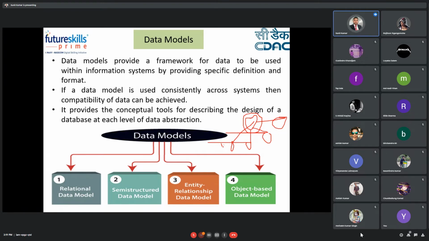That's the reason the data model is required to design data, so that all the data should be designed or created under the same characteristics. Okay.